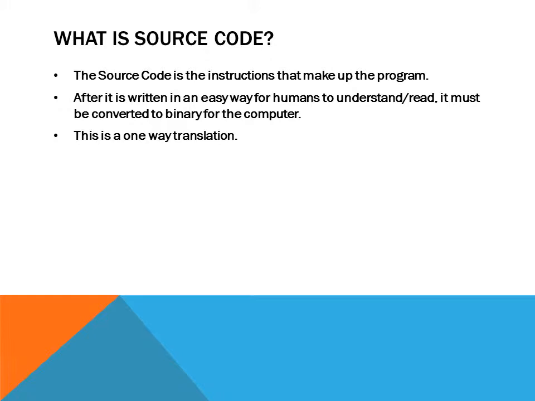After it is written in an easy way for humans to read, the source code must be converted into binary for the computer. Binary is also known as executable code. Next, you'll see that this is a one-way translation. That means it can be transferred from regular human-readable code to executable code, but it can't be transferred from executable code back to source code. So it can only go one way. In order to make changes, you must have the original source code. You can't just change the executable code.